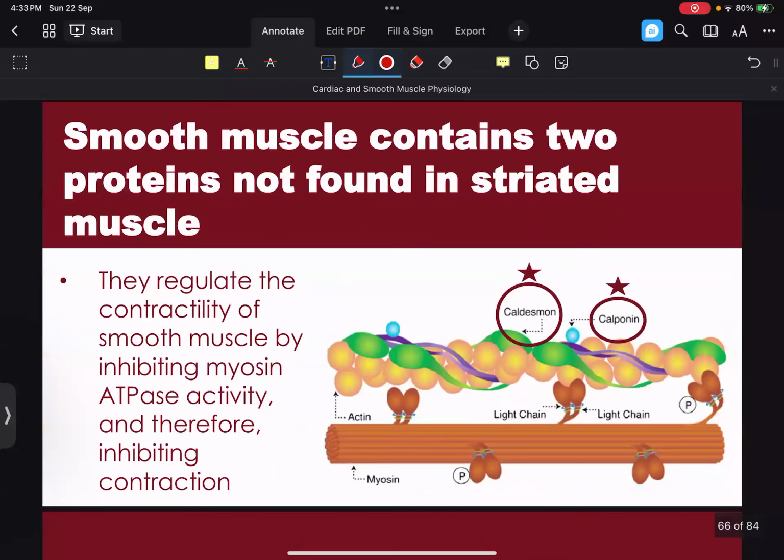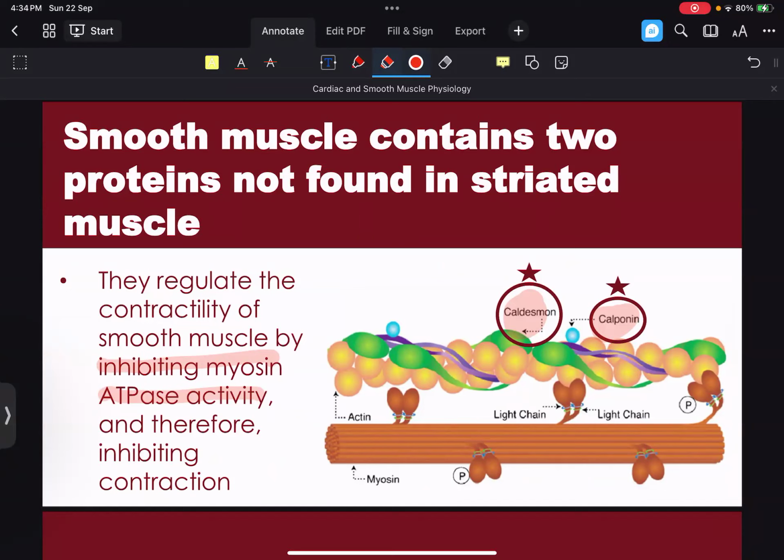Now we have one more difference between smooth muscle cells and cardiac cells. Smooth muscle cells will have caldesmon and calponin. Because remember how we said we have no troponin? Instead, they have caldesmon and calponin. He didn't go into the details. All you need to know is that they will inhibit the myosin ATPase activity, so they're not always active.